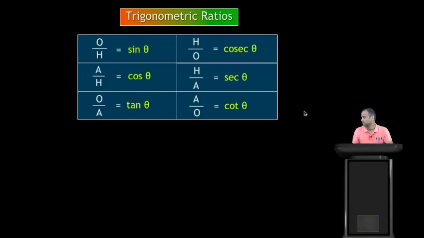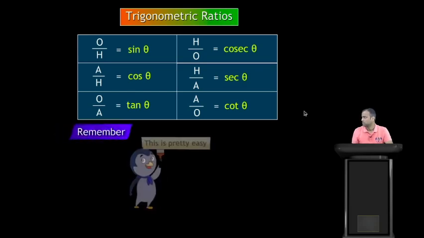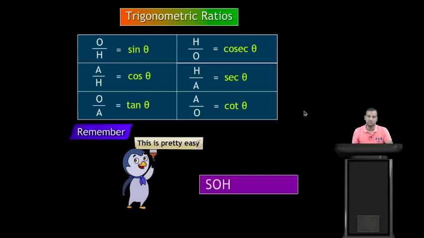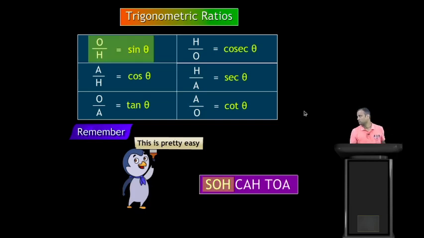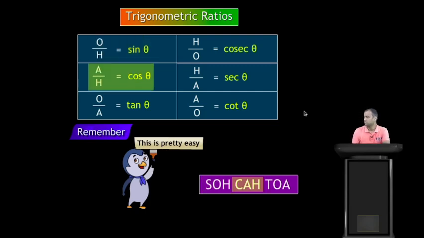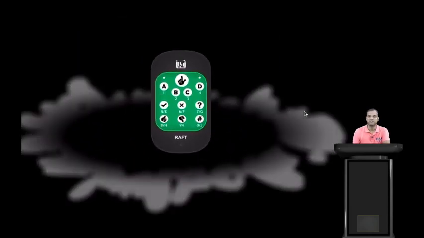So we can write in this manner. There is a trick to learn all these. It is so ka toa, where S means sine, opposite upon hypotenuse. C is cos, then A, adjacent upon hypotenuse. Then tan is opposite upon adjacent.